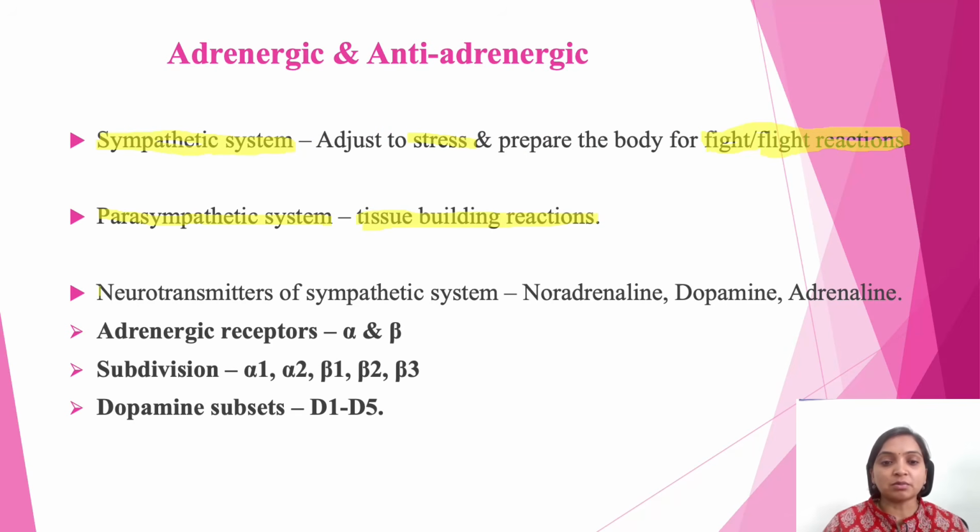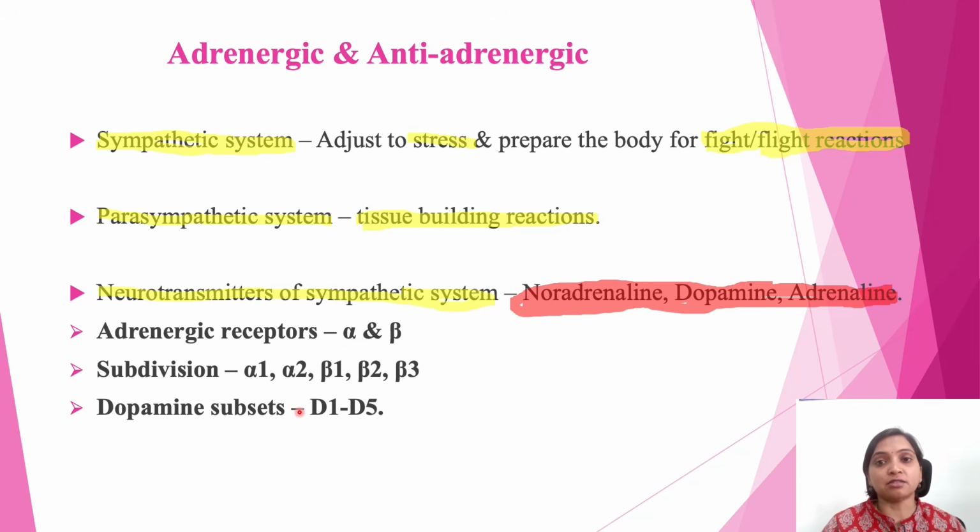And the important neurotransmitters of the sympathetic system are adrenaline, noradrenaline, and dopamine. These are the three important neurotransmitters of the sympathetic system, and they mainly act by the various adrenergic receptors, which are classified further as alpha and beta. The alpha is further classified as alpha 1 and alpha 2, and beta is further classified as beta 1, beta 2 and beta 3 receptors. Likewise, dopamine has 5 subsets from D1 to D5.